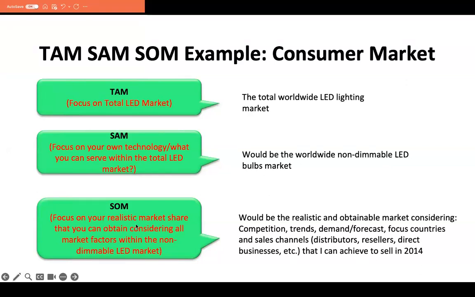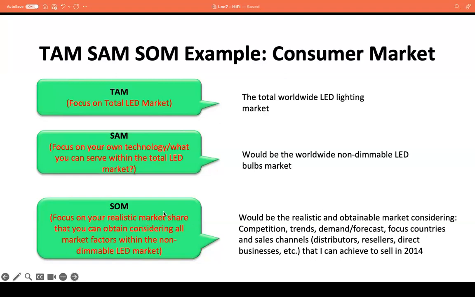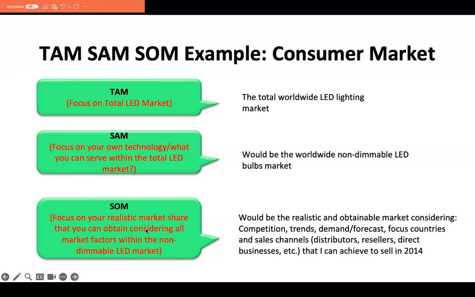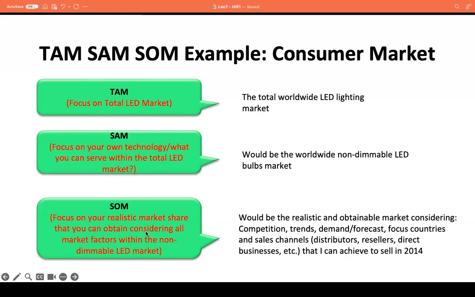What about for the SOM? So SOM refers to the serviceable obtainable market. So now you are going to focus on your realistic market share that you can obtain considering all market factors within the non-dimmable LED market. So that would be the realistic and obtainable market considering the competition, trends, demand or forecast, focus countries, and sales channels, etc. So can you see how it is being narrowed down?